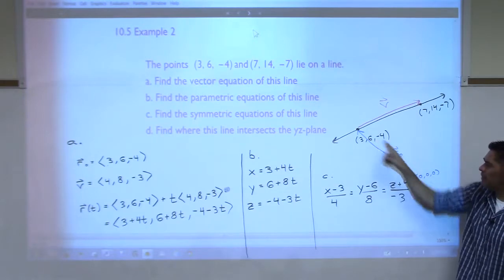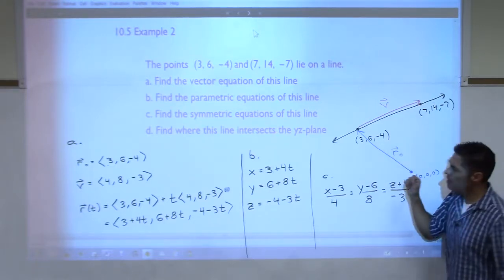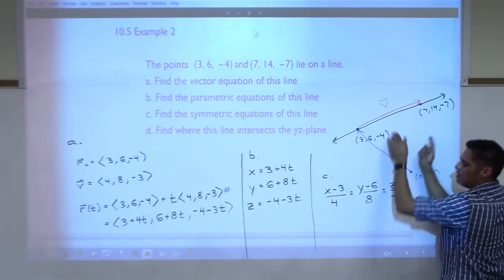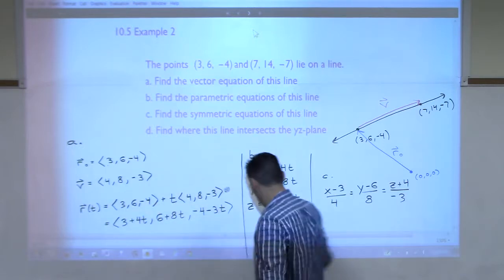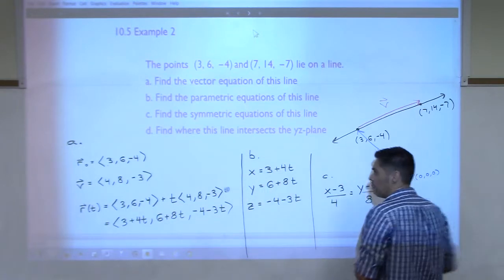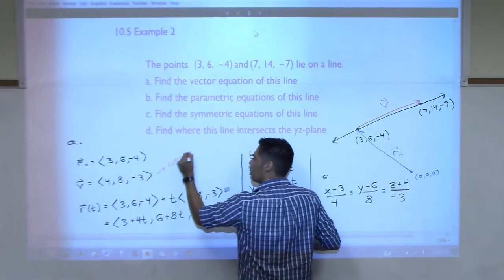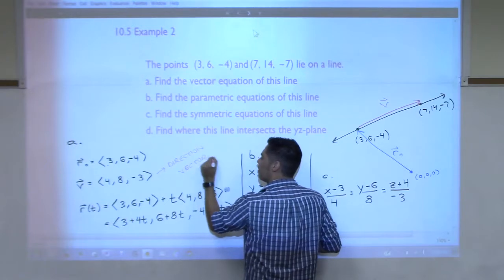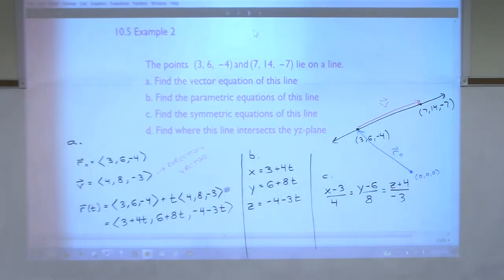So R naught, any vector that goes from the origin to any of those points, either one. I picked this one. And then I chose my v vector to be the vector between these 2 points. So I did a subtraction, this minus this, created my direction vector, right? So remember, this right here is the direction vector. That's going to be an important thing later when I'm saying, hey, you need the direction vector. Hey, what's the direction vector? That's what I'm talking about.